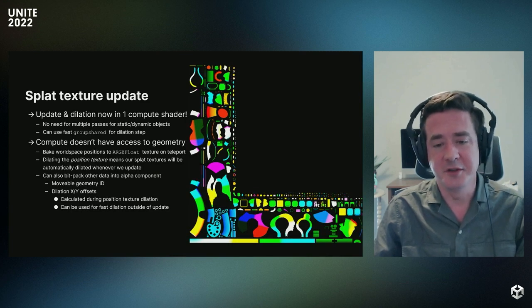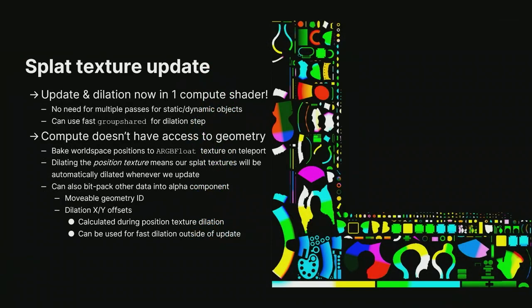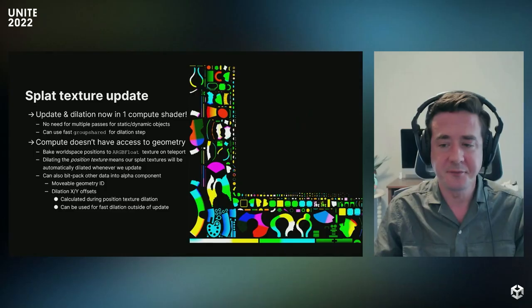The unfortunate thing, of course, is that compute doesn't have access to geometry. So whereas when we were running in the fragment shader, you would just calculate the world space position in the vertex shader, and then in the fragment shader we would have access to that. In the compute shader, we don't have any of that information available. So what we now do is we store our world space positions in a floating point texture, and we just generate that along with the splat mesh volume when the player teleports.